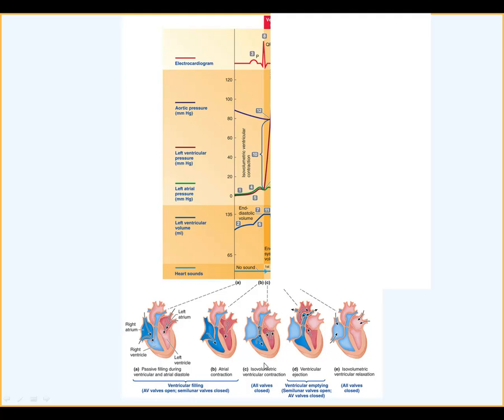Isovolumetric contraction phase. So iso is equal, volumetric, volume, and ventricular contraction phase because it happens inside the ventricles. Well, that means nothing is changing to the volume of the ventricle. However, the contraction is building. Why isn't anything changing in the volume of the ventricle? Because the ventricles, both of them, are contracting, but the blood has nowhere to go.